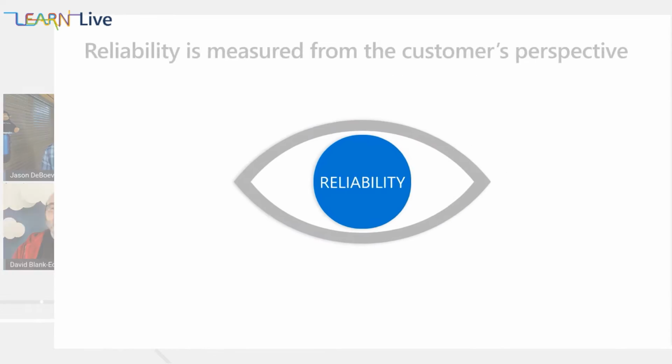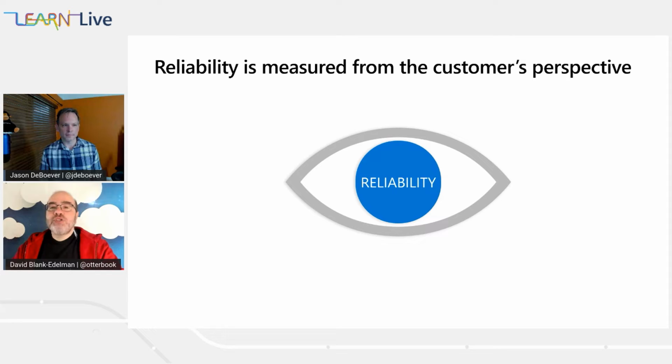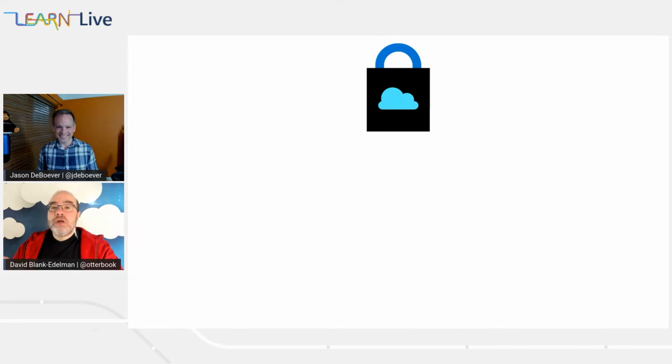The next sentence that I want to suggest is that reliability is measured from the customer's perspective, not the component perspective. I'll say it one more time. Reliability is measured from the customer's perspective, not the component perspective. And to make sure that I'm driving this message home, Jason, if you're up for it, we should do a quiz. What do you think? All right, let's do the poll.